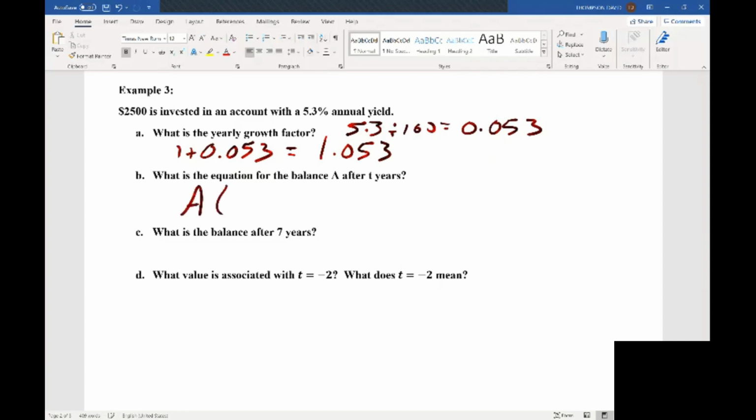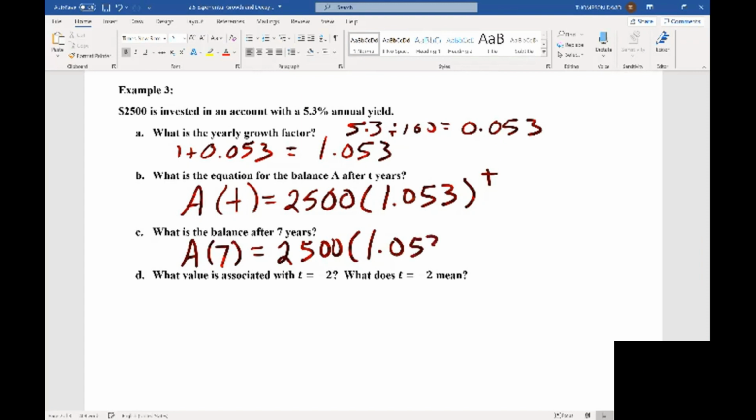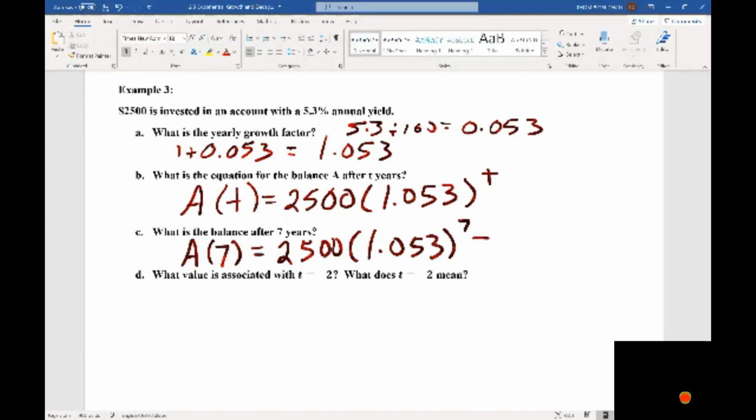So what is the equation for the balance after 10 years? So we have A of t equals 2,500 times 1.053 raised to a t. Now we want the balance after 7 years. So that'll be just A of 7 equals 2,500, parentheses 1.053 raised to a 7.